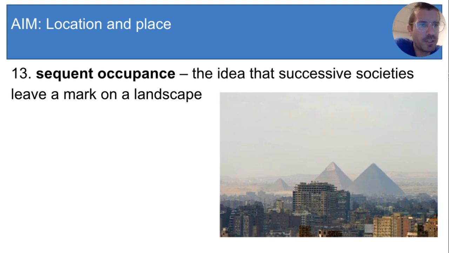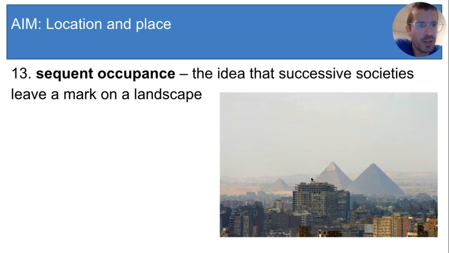And your last word is sequent occupance. This is a fancy geography term that you'll probably never use in your lifetime, but it might appear on the AP exam. Sequent occupance is the idea that successive societies leave their mark on a landscape, allowing us to see the history of a certain location.